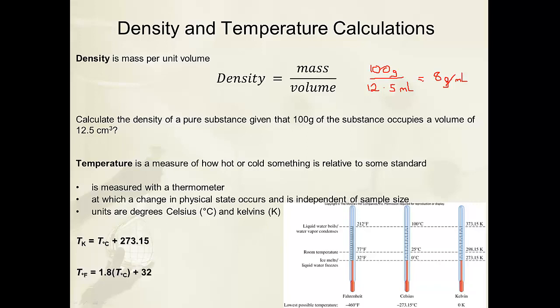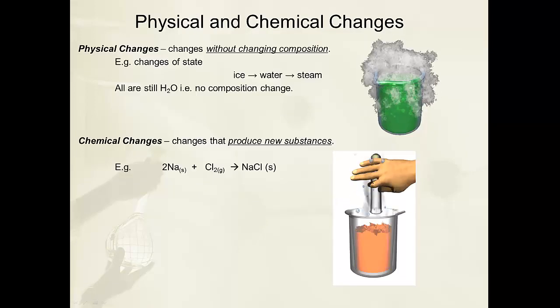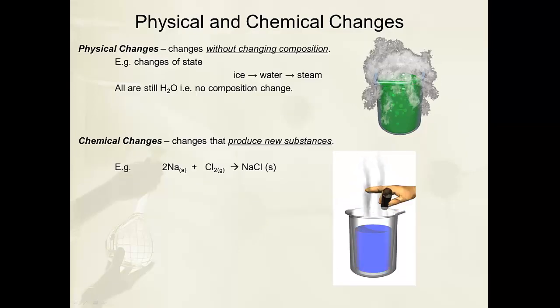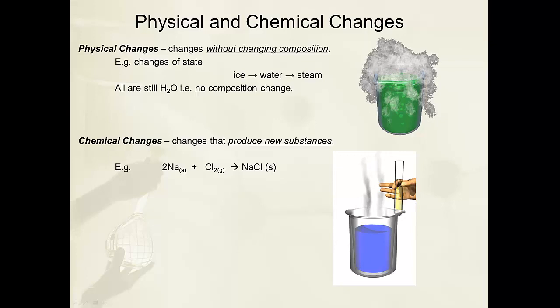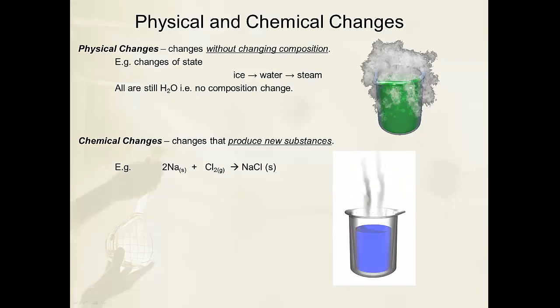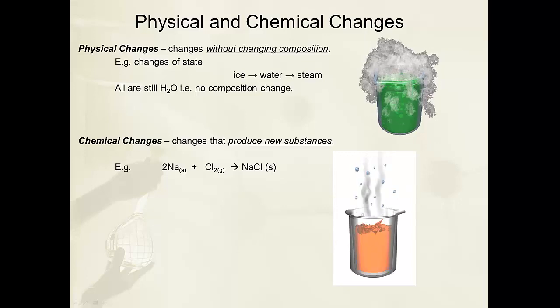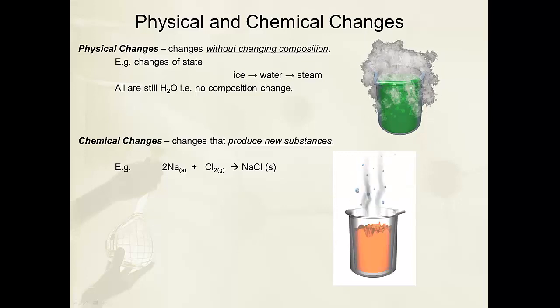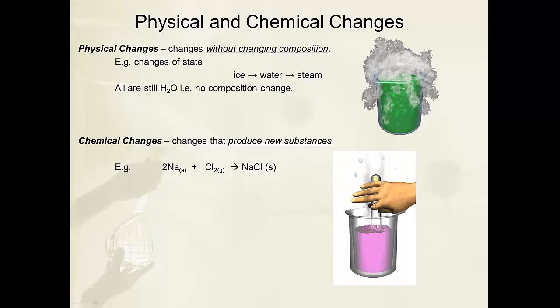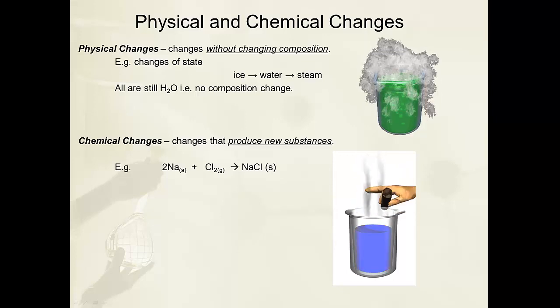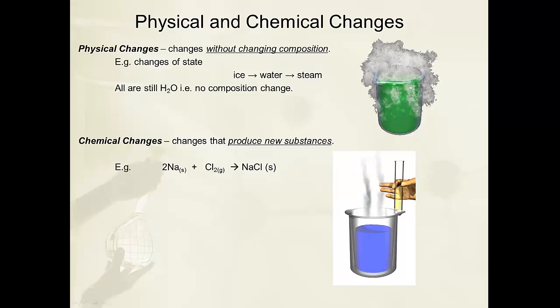Now let's have a look at physical and chemical changes. Physical changes are changes that occur without changing the composition. For example, changes of state, so changing from ice to water to steam. We've already covered a bit of this in the lecture. So we know that changing state is not going to change the chemical structure.